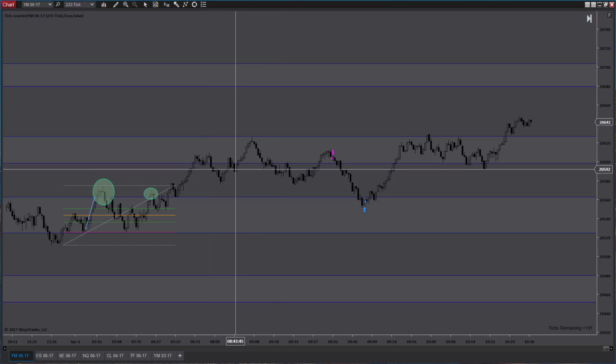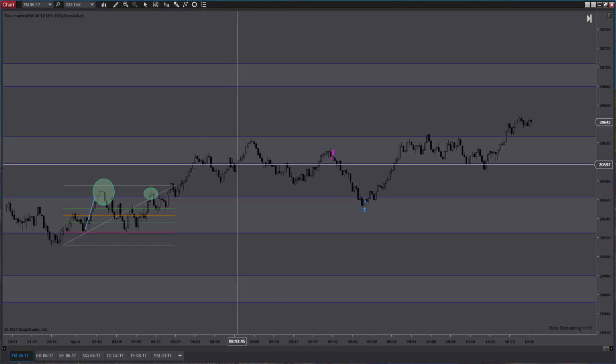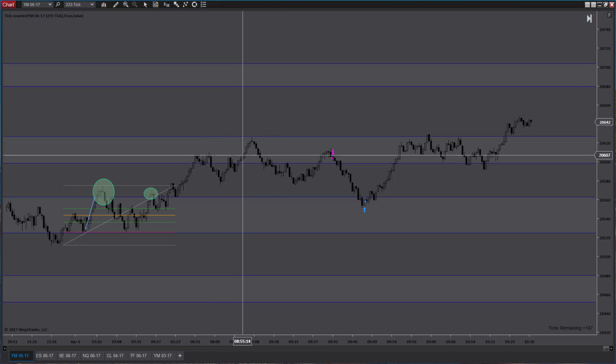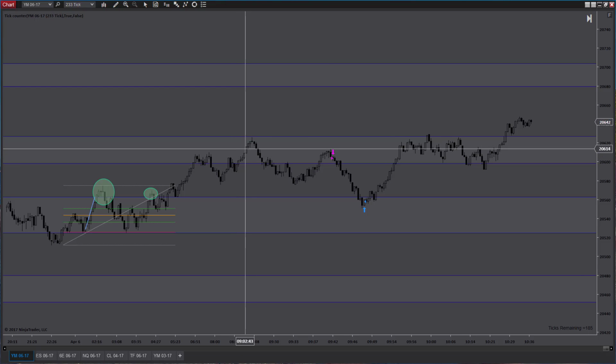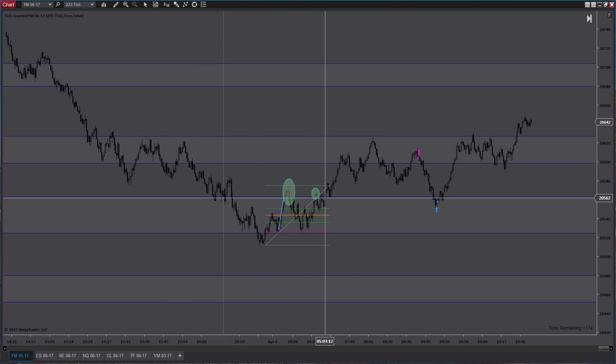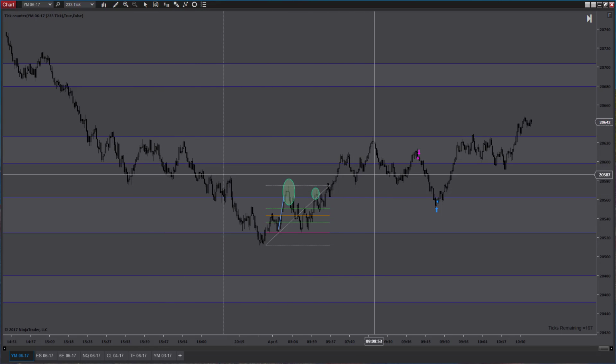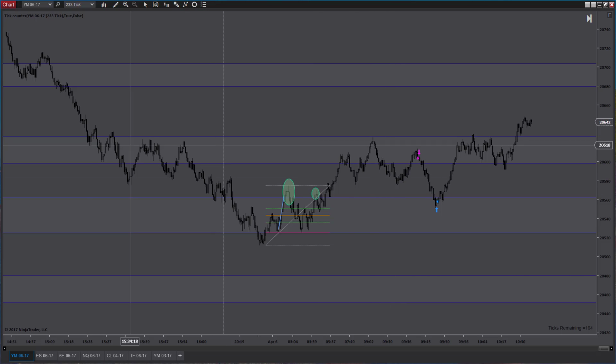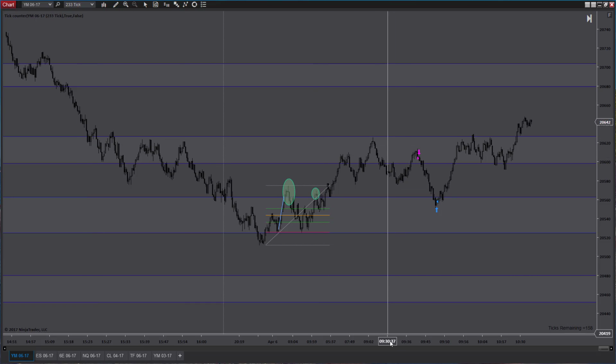Sellers came in here, they weren't able to convert. The buyers rotated nicely here, and then we have weakness into an area where price has sold off very well. We sold off well, attempted to sell off, sold off well. So this area up here is an area of interest to sell.